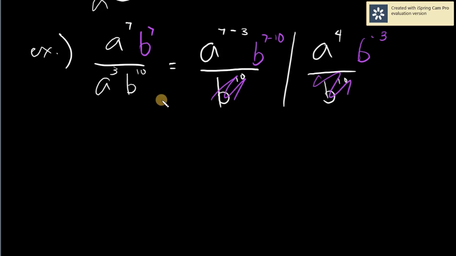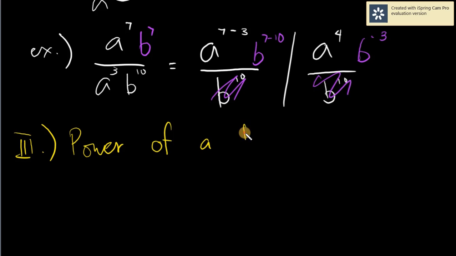The next one would be, sorry, let me get the whiteboard. The next rule would be the power of a power.